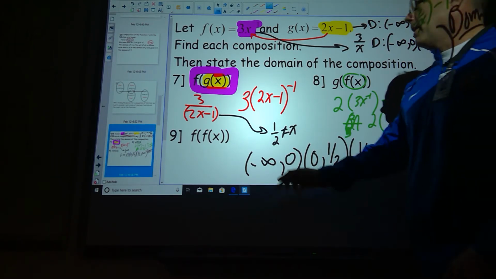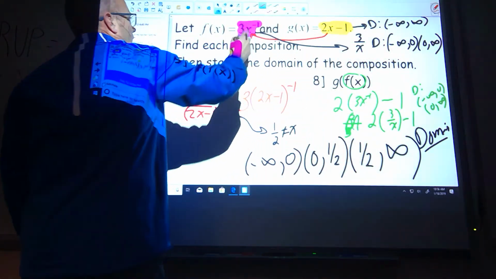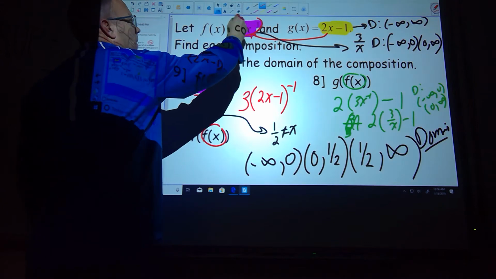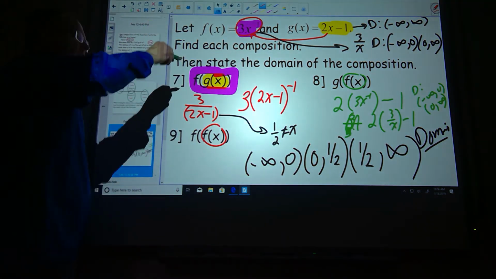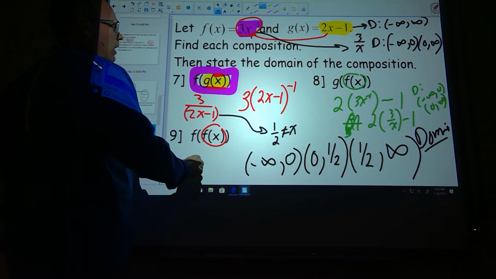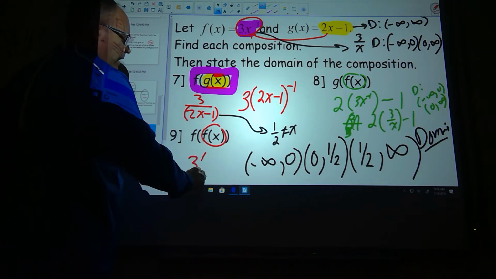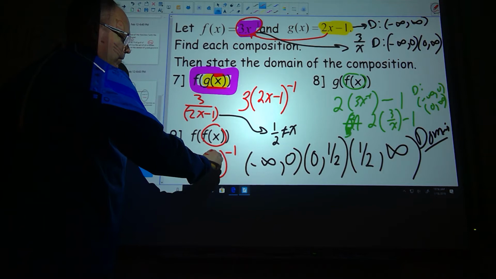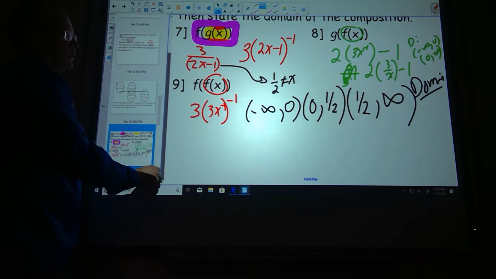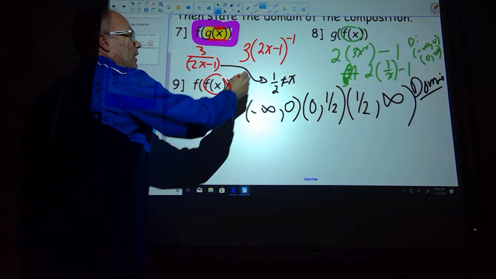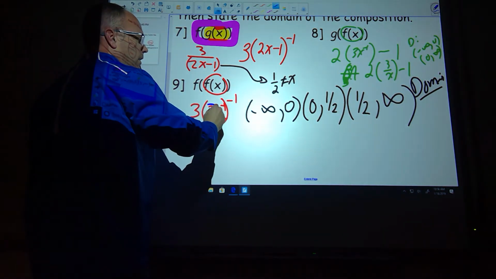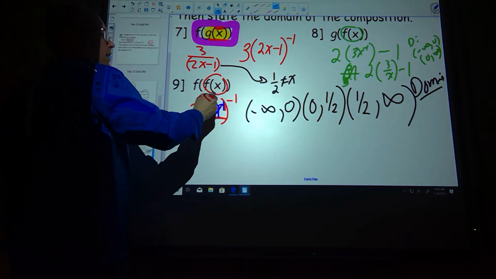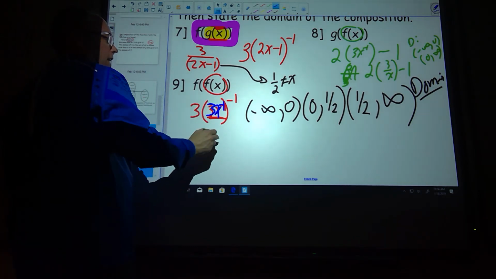Okay, and this will be my last one. This is kind of goofy. I want to plug this into itself. So I'm going to take 3x to the negative 1 and plug it in for itself. So I have the 3x minus 1 right here. That's my f at x. And then I have 3 blank. That's where I plugged it into negative 1.